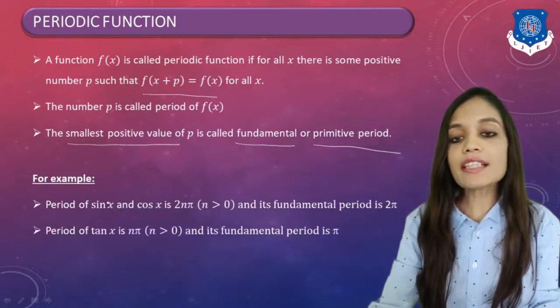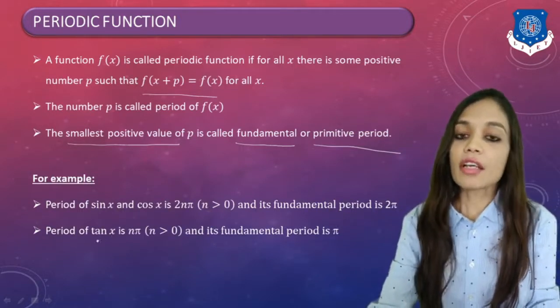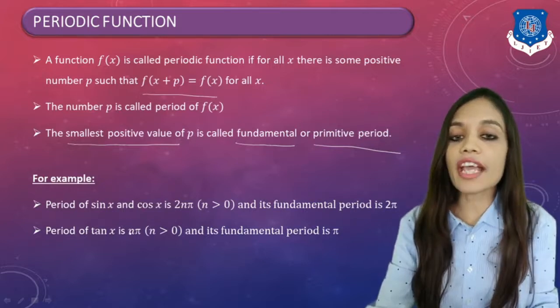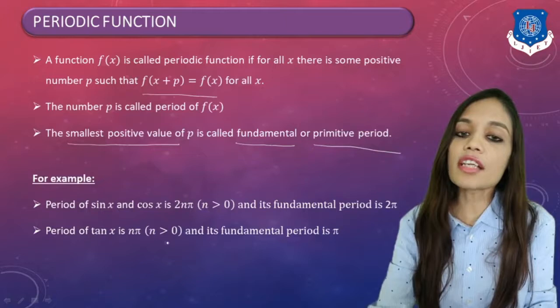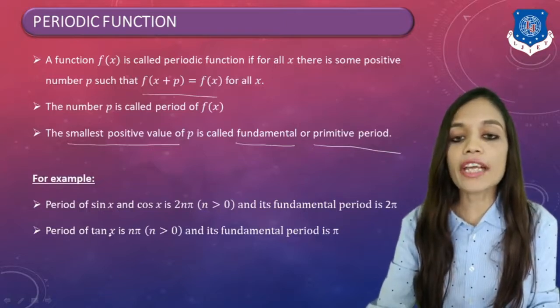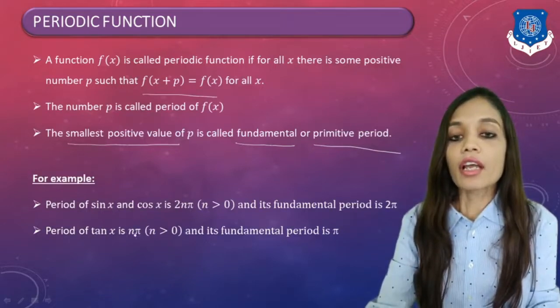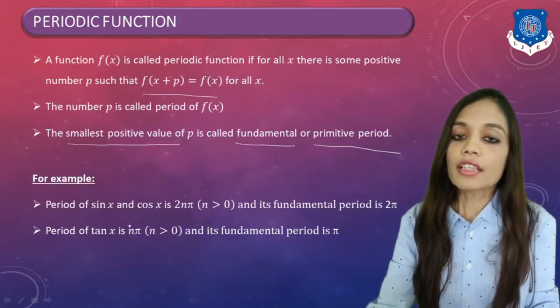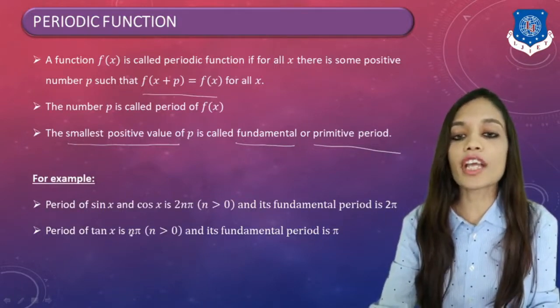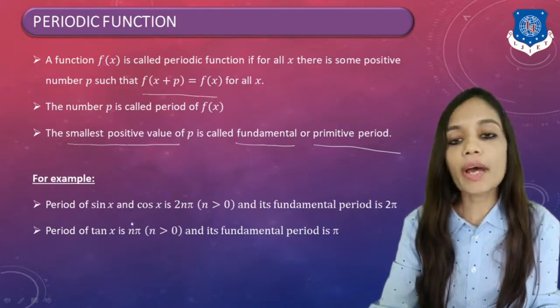Similarly, let's see the period of tan x. Tan x plus n pi will give us tan x, where n is greater than 0. So the period of tan x is n pi. Now if we put the value of n equal to 1, then the fundamental period of tan x will be equal to pi.